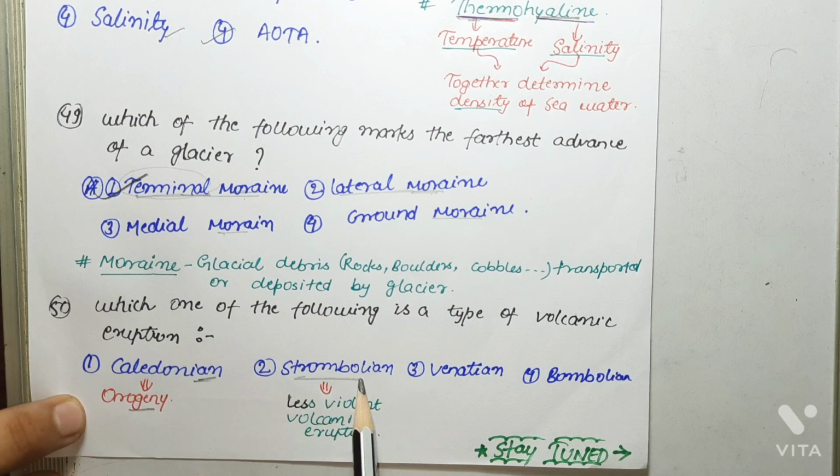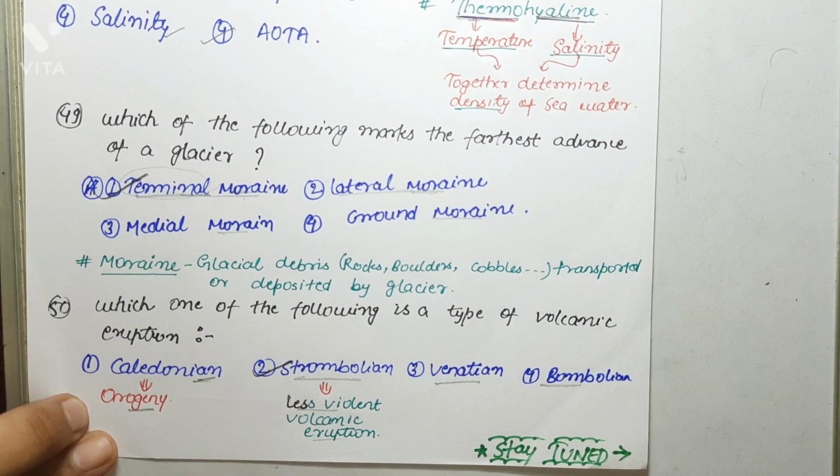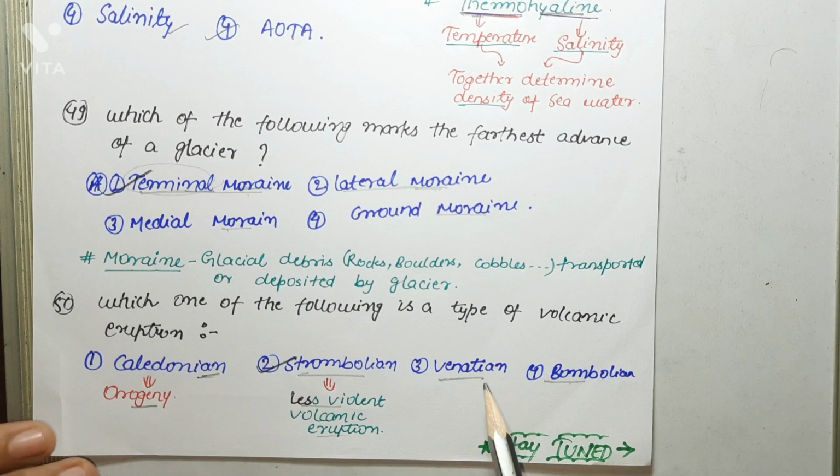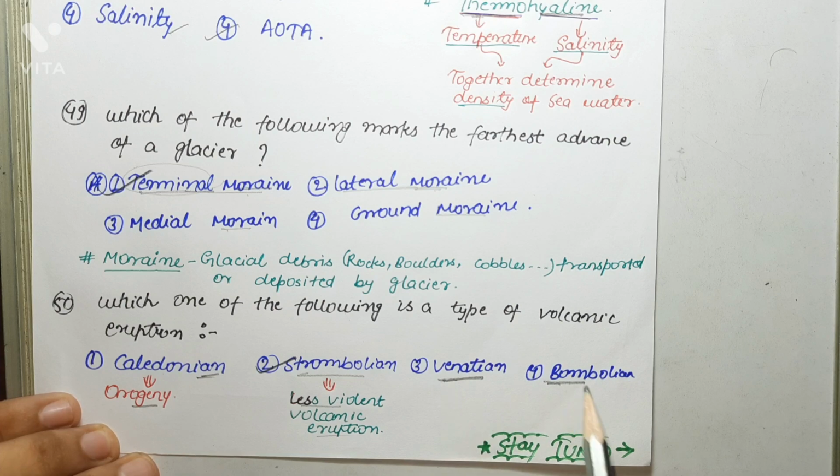Strombolian is a type of volcanic eruption you can say, and these are less violent volcanic eruptions. So the question is asking for this, which one of the following is a type of volcanic eruption? So the correct answer is Strombolian. These Venetian and Bombolian, I have never heard about these words. I think these are just examiners' fancy words. So I don't know if you know about these words. Please comment down below about Venetian and Bombolian. So the correct answer is Strombolian.